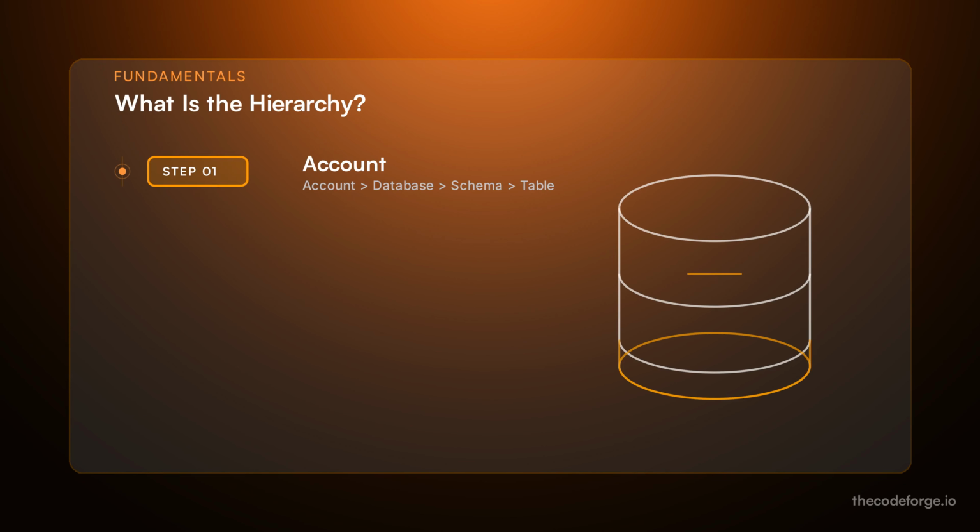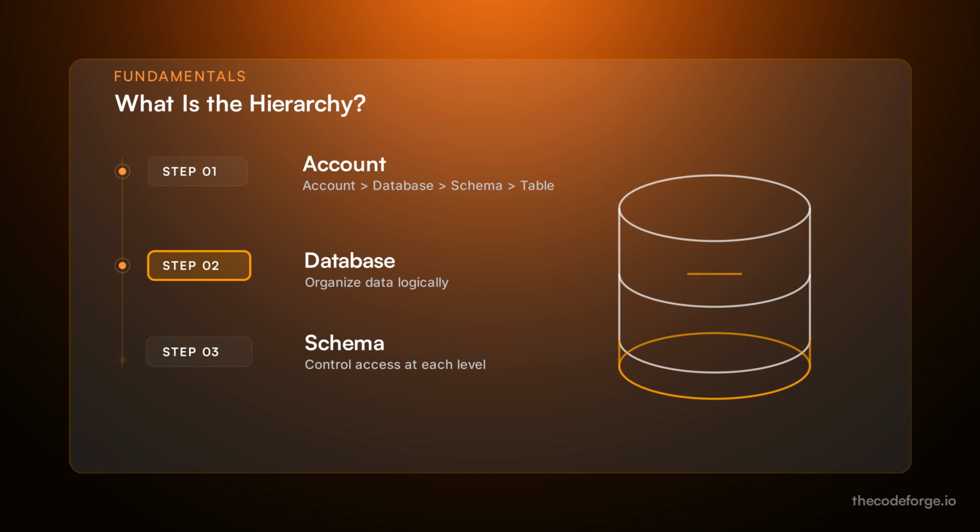Snowflake organizes data in a multi-level hierarchy: account, database, schema, and table. This structure helps you manage large amounts of data, enforce security, organize work logically, and avoid naming conflicts.